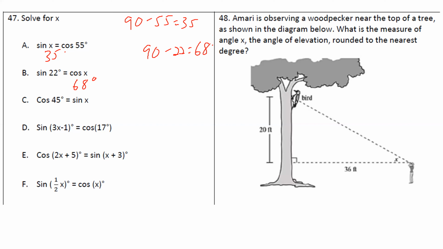Then on C, all right, we have a 45-degree angle. Well, this would also then be 45 degrees. On D, again, getting to be a little bit much. The trick on this one, it's the same thing. We're still subtracting from 90. So the 3x minus 1 is not equal to 17. It's equal to 90 subtract 17. So that'd be 73. Add 1, we have 74.